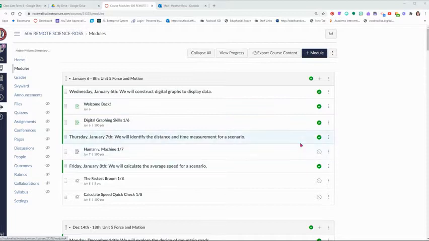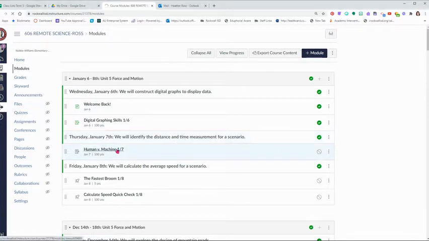Today we're going to identify the distance and time measurement for a scenario. A scenario is like a story or a situation or an example. And so we're going to be looking at examples and then identifying which things would be considered the distance and which things would be considered the time.